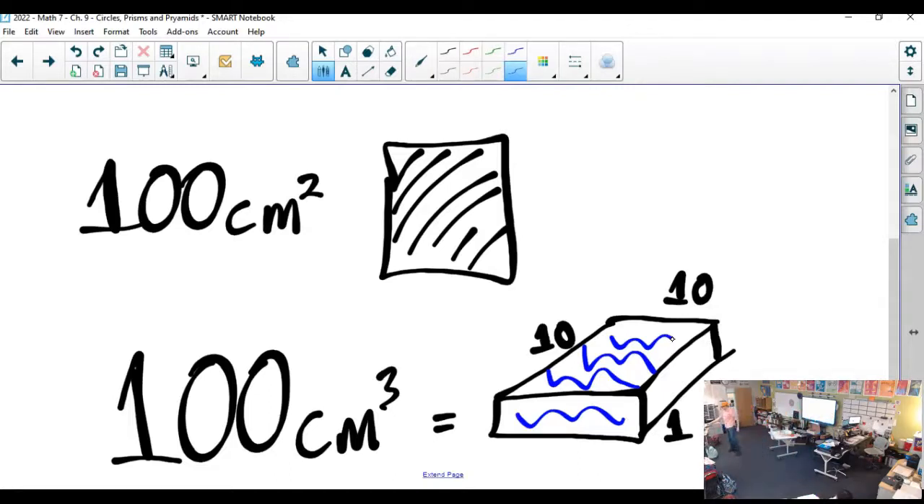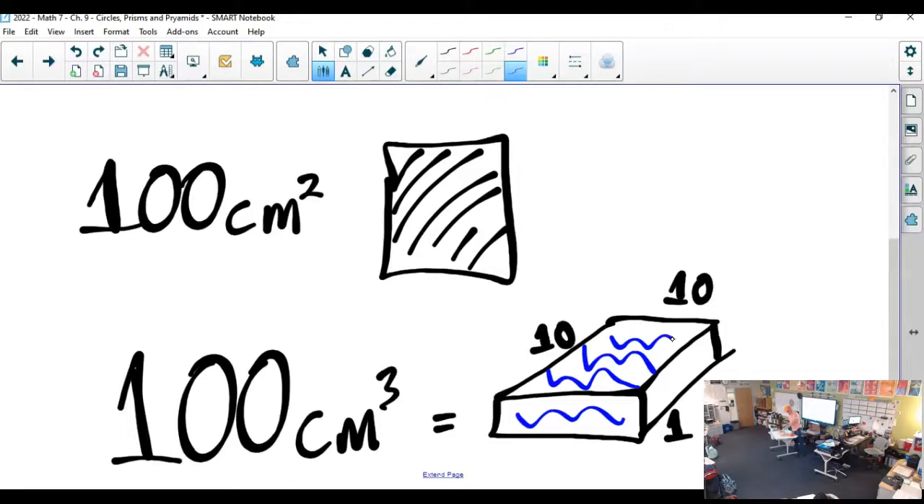So guys, if the last class decided they wanted to pass this around, you can look at it. You can see every face of it. Every face has 100 little squares that we can see. Every face looks like this. But if I make it 3-dimensional and I fill the whole thing up, then it becomes 1,000 once I fill the whole thing up. And then it would be milliliters.